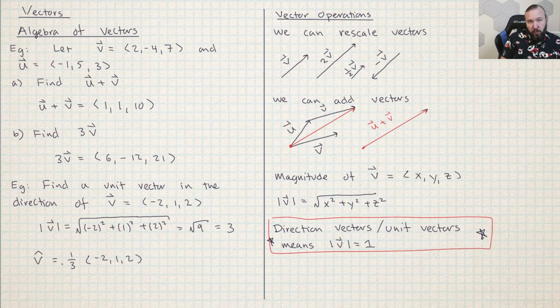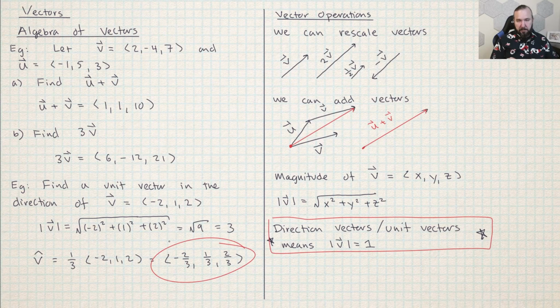Now, how do you rescale a vector? What's the algebra? All you need to do is take all the coordinates and multiply them by that scalar. So this is going to be -2/3, 1/3, 2/3. I encourage you to pause the video and take a minute to actually calculate the magnitude of this vector. If I did it right, you should get 1.